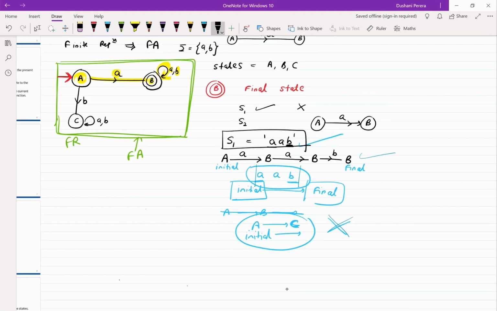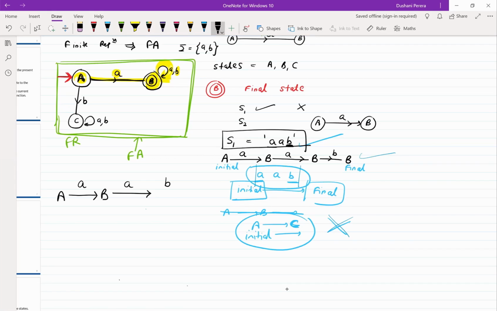So when we take AAB, we start with the initial state, which is state A. Then upon taking the input alphabet symbol A, we come to state B. So we come to B. While we are at B, if we get A, I come back to B. So again I'm at B.